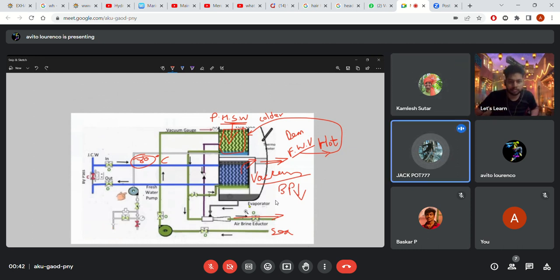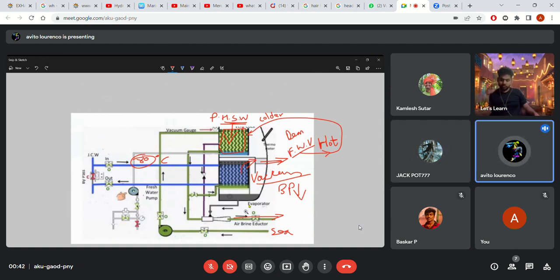But we can't use a tank on top in the ship because of the ship's stability. It makes a free surface effect, so the ship may capsize. So they keep the center of gravity low and keep the water tank at the bottom. But the water has to be supplied to the superstructure, which is the accommodation above. So to get the water there, the water is pressurized. That system is called the hydrophore.